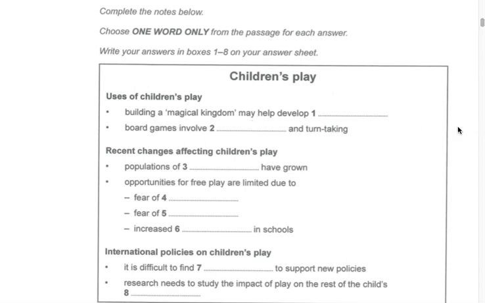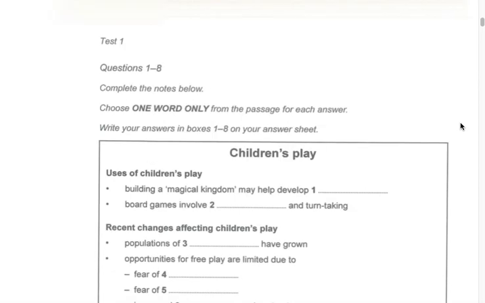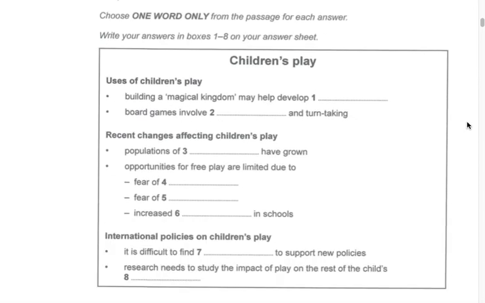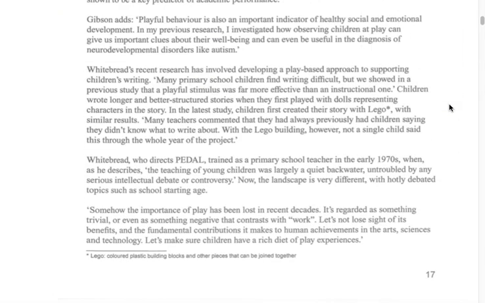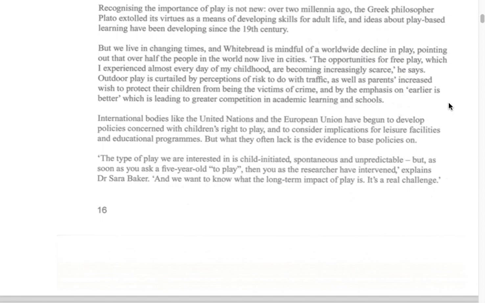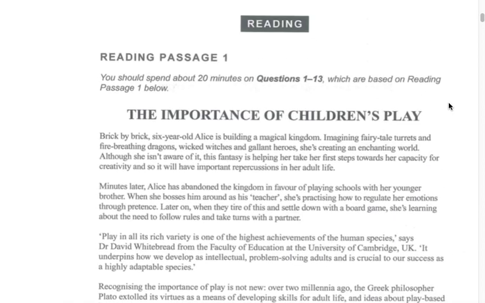So what you have to do immediately is look in the passage and look for the synonyms. Building a magical kingdom may help. You have to look especially at the words before the blank. In this one there are no words after the blank, so you have to focus on the words immediately before the blank. Of course, you look at all the words, but you specifically focus on those. So the important words are help, develop, something which helps you to develop something. So let's look for the synonyms or the words in the passage.